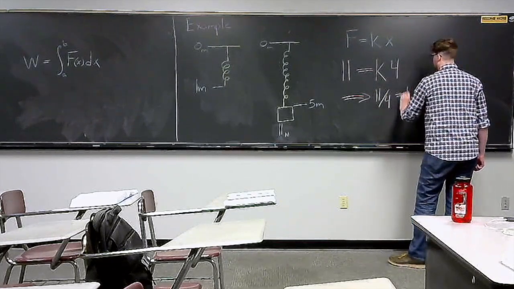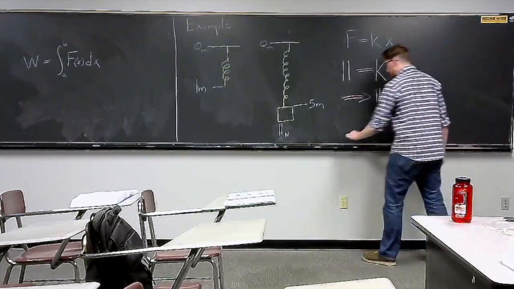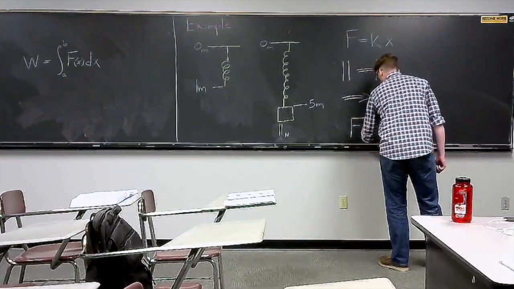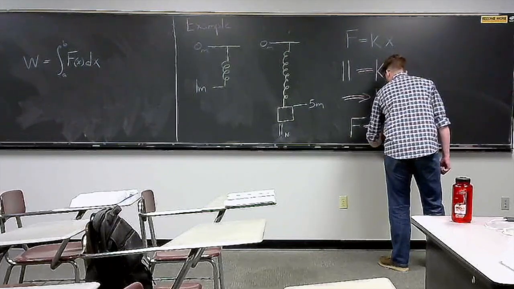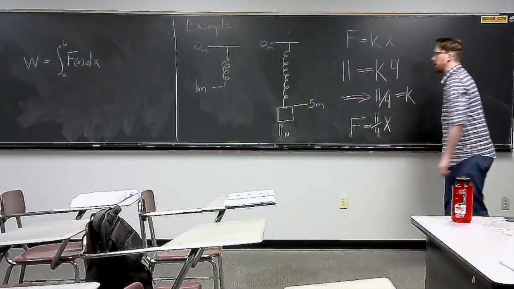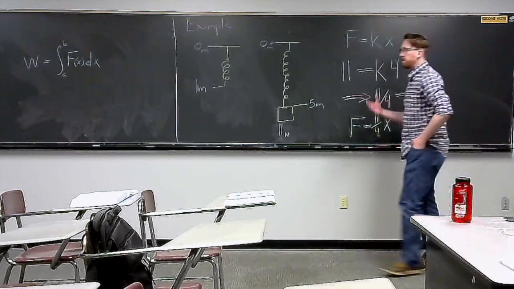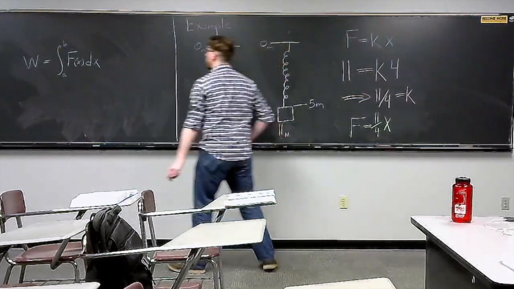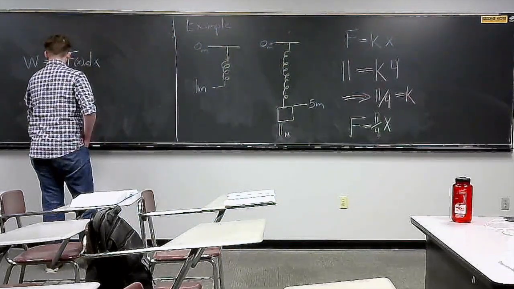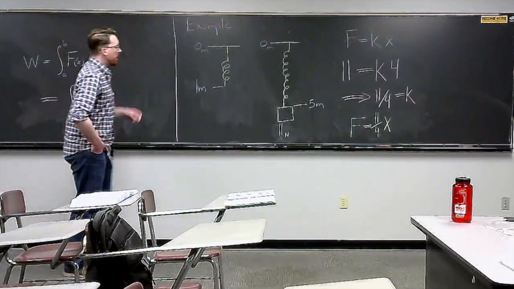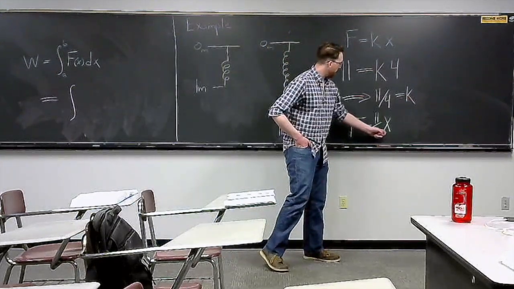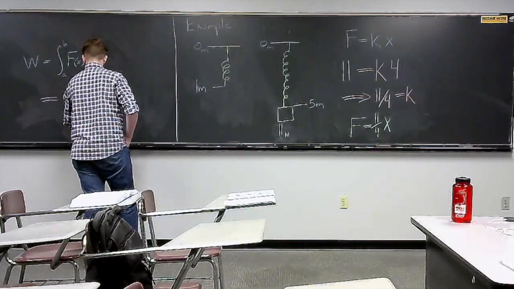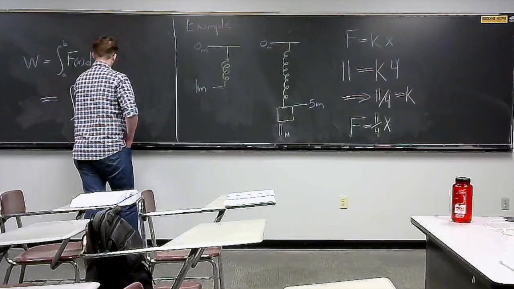K is equal to 11 over 4. So the force done by this spring is going to be 11 over 4 times the displacement of the spring. Now, how are we going to use this to find work? Well, coming over to our formula for work, we're going to set up this integral. Obviously, f of x is this 11 over 4x. We're integrating with respect to x.